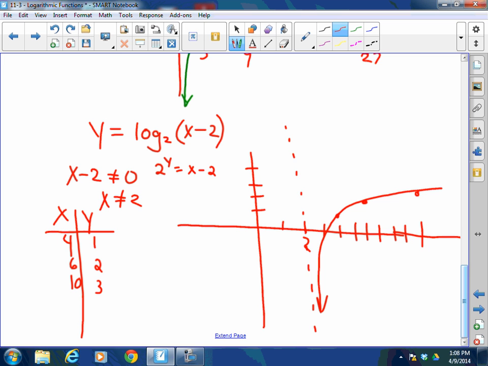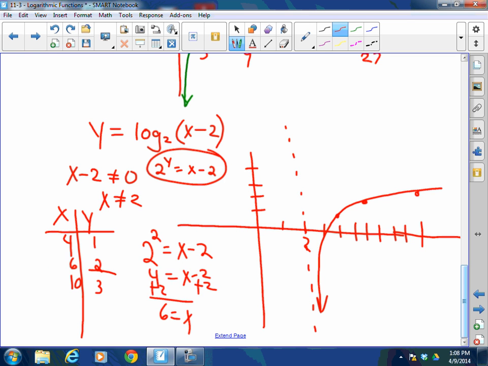I'm sorry? Because I followed the equation. When y is 2, 2 squared equals x minus 2. That's 4 equals x minus 2. Add 2 to both sides. 6 equals x when y is 2. Thank you, my friend. Does that make sense, guys?